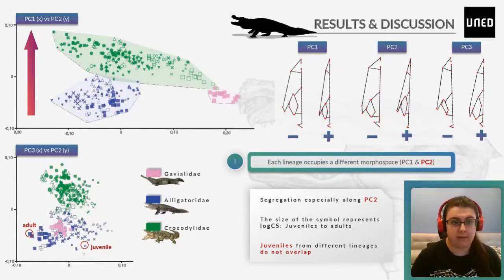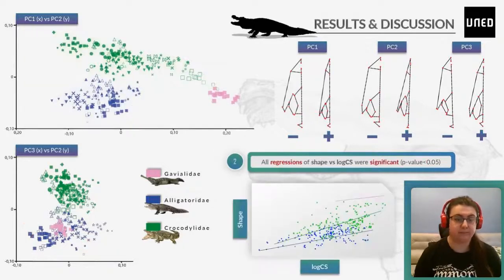So first, if we observe the PCAs, we can see that each lineage occupies a different morphospace. Especially, this segregation occurs along the second principal component, which represents the different shape of the suborbital fenestra and the width of the anterior part of the snout. It is also interesting to note that juveniles from different lineages do not overlap their shape in these PCAs, which means that their shape is very well established in each lineage from this early stage.